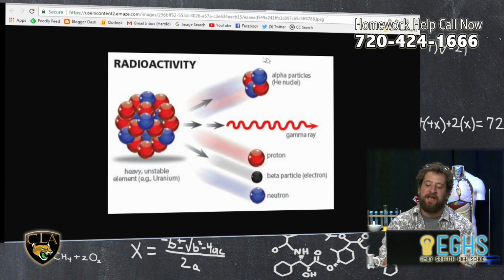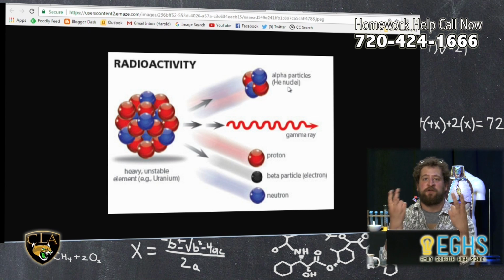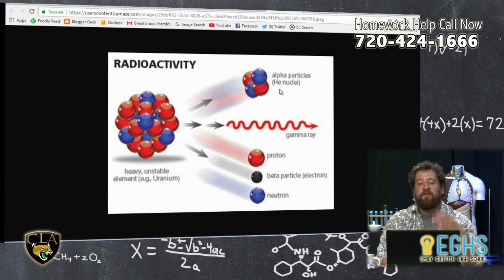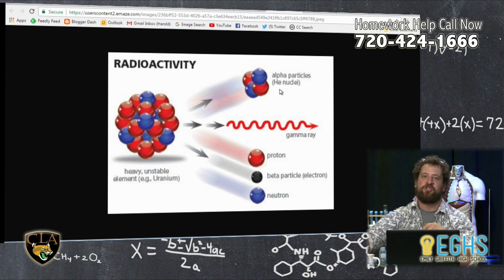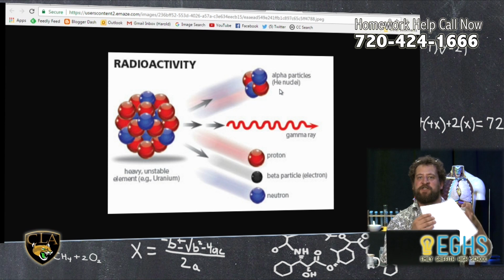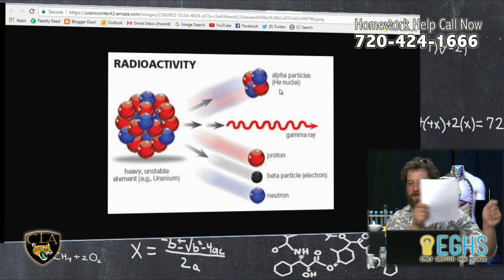Alpha particles are identical to helium nuclei, so it looks just like a helium nucleus. They have 2 protons, 2 neutrons. Alpha particles are large, and an alpha particle could be stopped by a sheet of paper. Like if somebody was shooting alpha particles at me, I can just hold up this piece of paper and block those alpha particles with it.